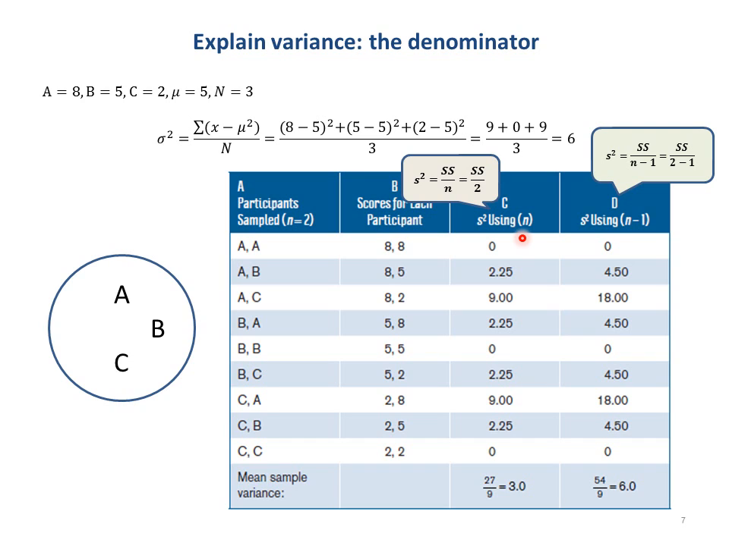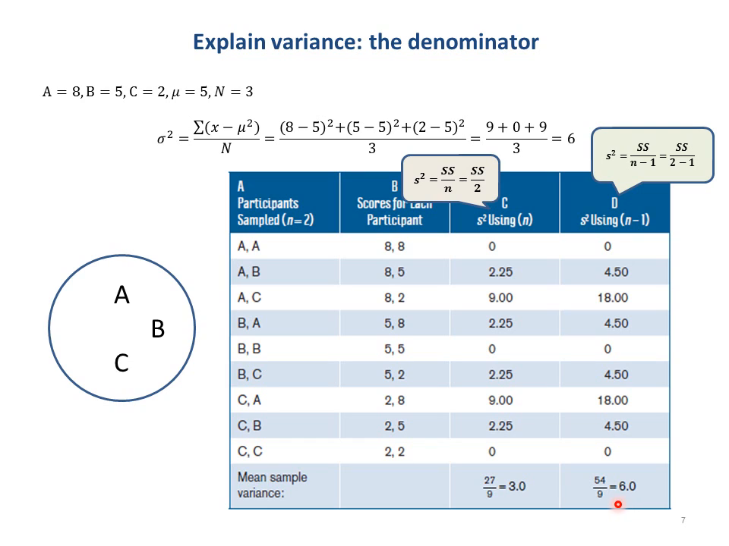In the third column, we use a sample size n, which is 2, as the denominator to compute the sample variance for all 9 samples. And in column D, we use n-1, 2 minus 1 is 1, as the denominator to compute the sample variances for all the 9 samples. And at the bottom, we compute the mean of all the sample variances for column C and column D.